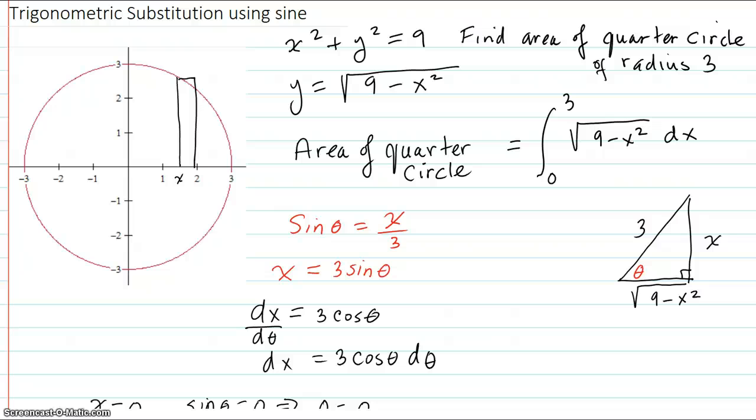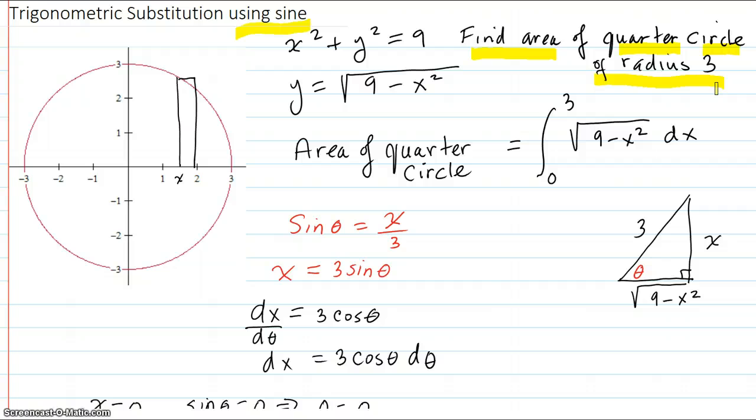This video is on the trigonometric substitution method using sine. That'll be here. And so this particular problem is find the area of a quarter circle of radius 3, which you could do with geometry formulas, but where did that formula come from?